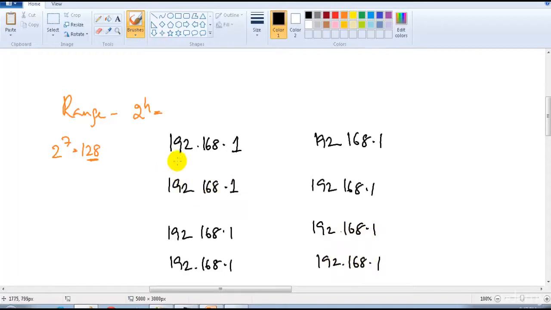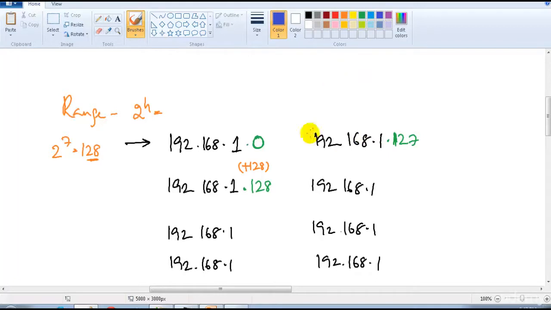Okay. So right now let me write down the first range. The first range is 2 to the power of 7, 128, which means my address starts from 0, and the next range will be 128, that is a group of 128 addresses. Let me write down plus 128 here just for your understanding of how many addresses I'm using, and the range ends on 127.